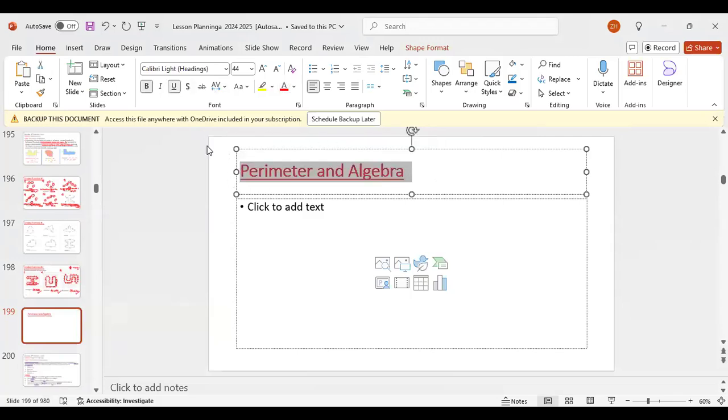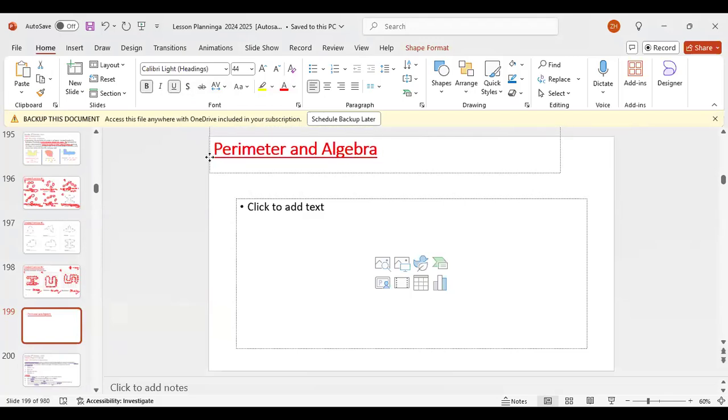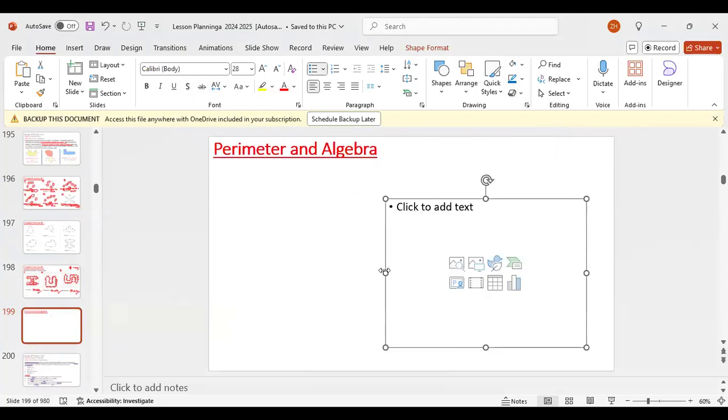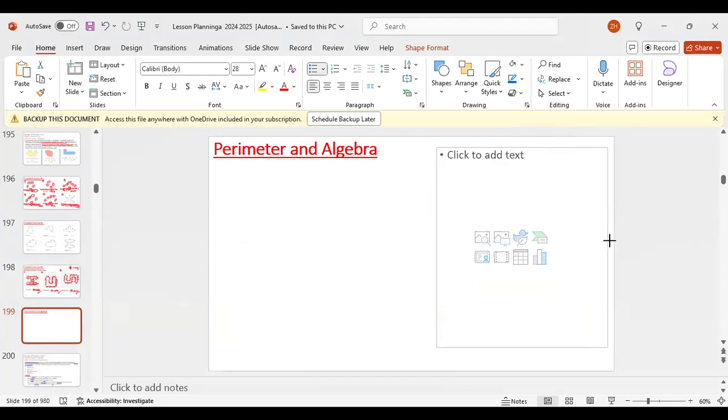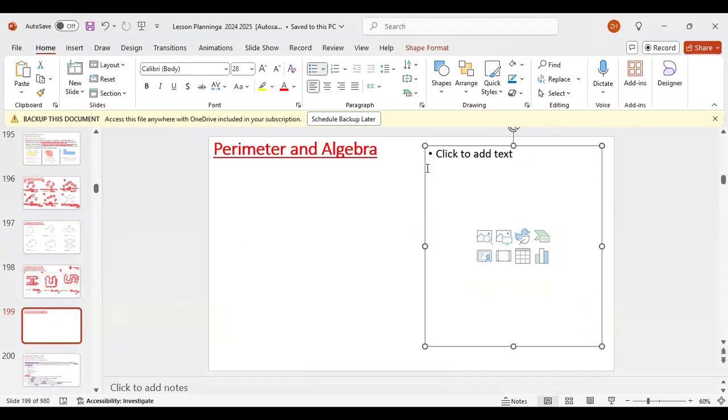How many persons have done perimeter and algebra before? You've done perimeter and algebra? No, sir. I have. I am still in area myself. Okay. So when we say perimeter and algebra, by the way, everyone should be focused on the screen. You should not be doing the quiz anymore. The time for the quiz is finished.